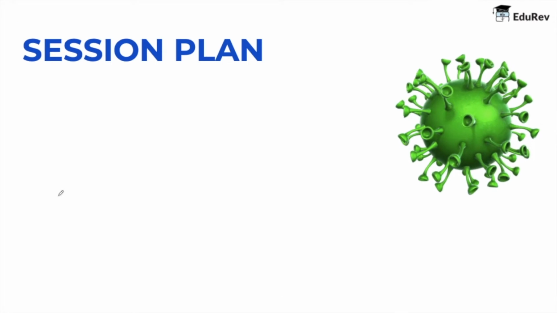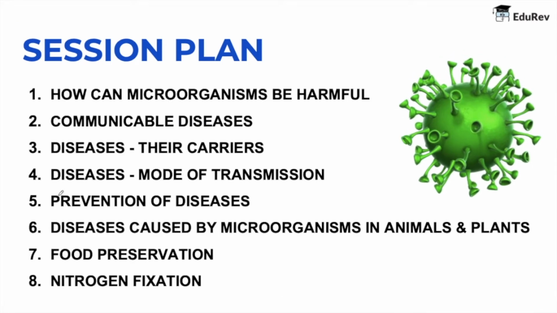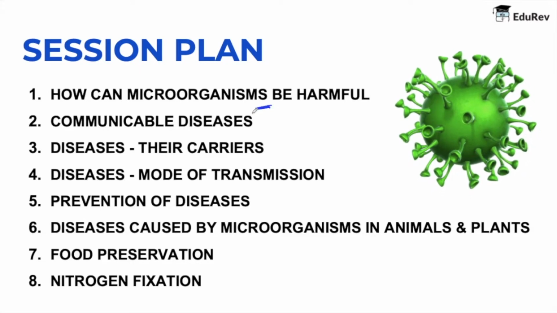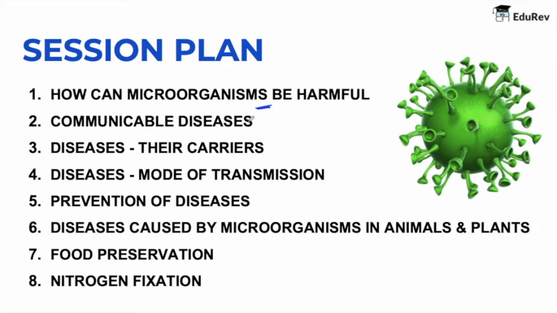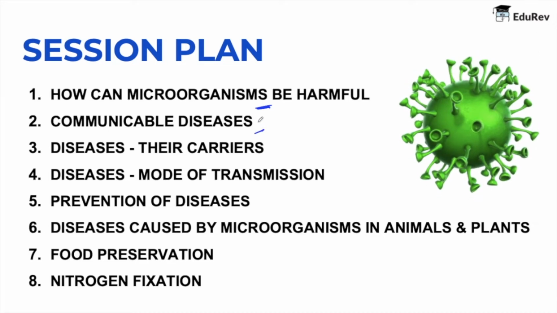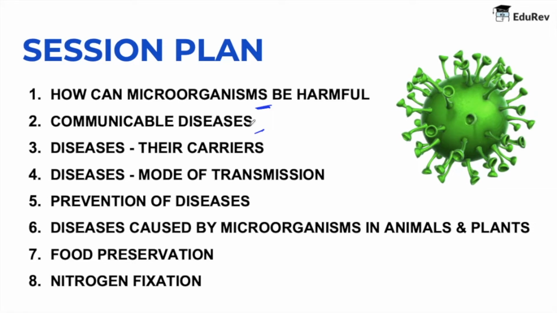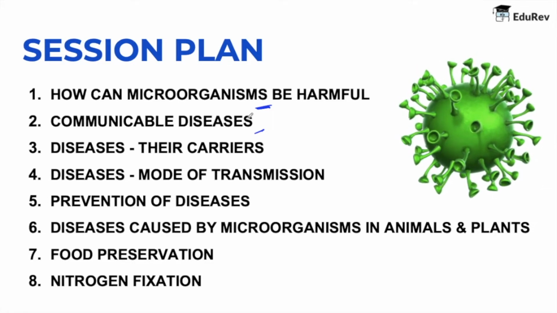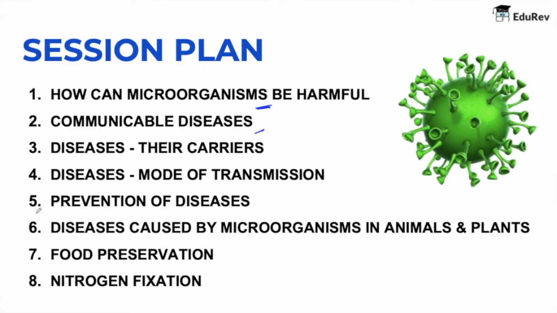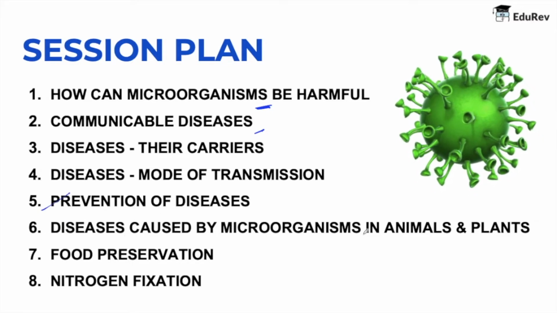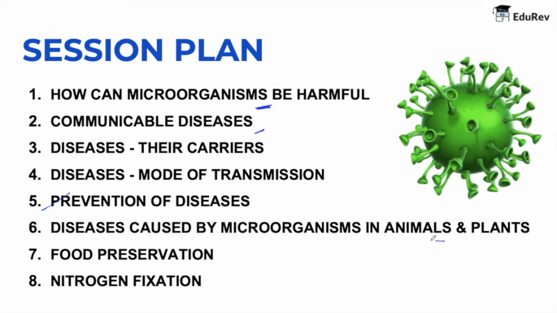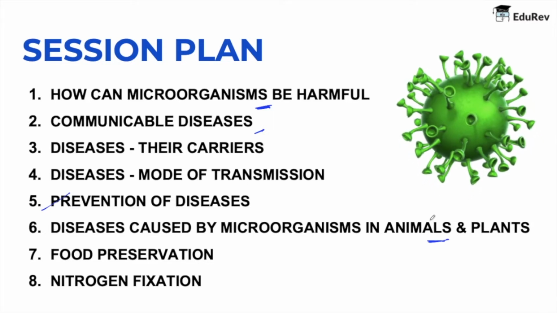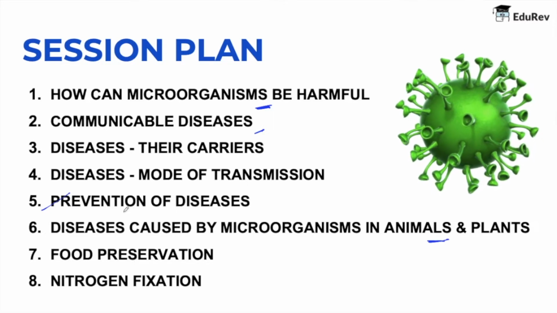So, before moving forward, let's see the session plan for this lecture. Firstly, we will see how microorganisms can be harmful. Then, we will see what communicable diseases are. After that, we will go to the topic of diseases and see what their carriers and modes of transmission are. Then, we will look at prevention of these diseases and diseases caused by microorganisms in animals and plants. Finally, we will end the lecture with two very important topics, that is food preservation and nitrogen cycle.